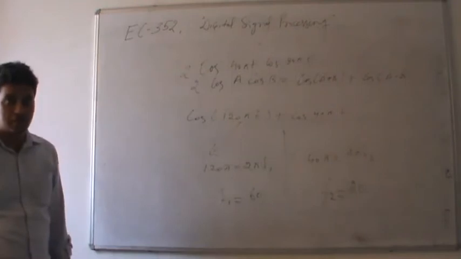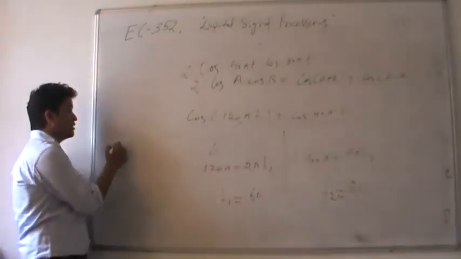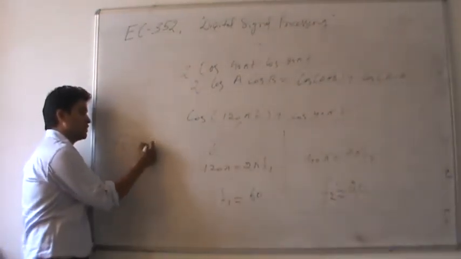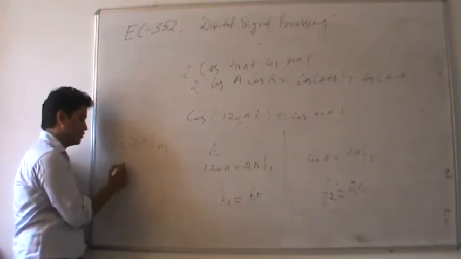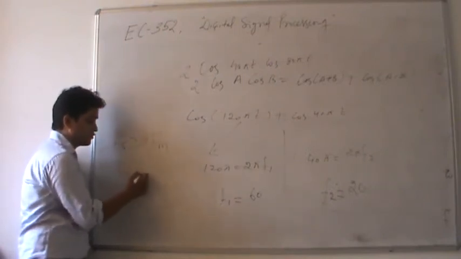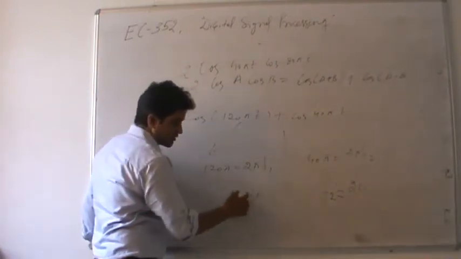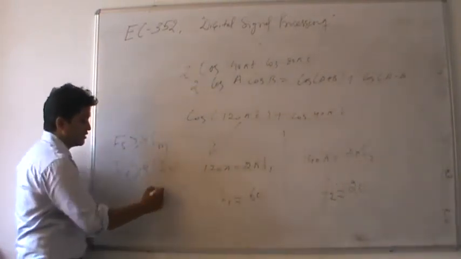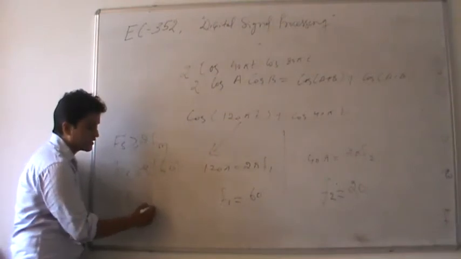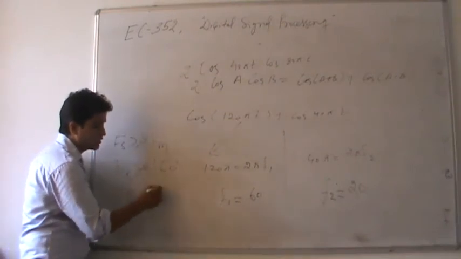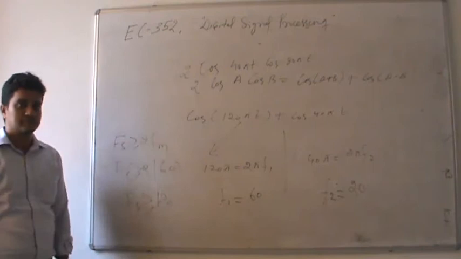Now what should be the sampling frequency? It should be greater than or equal to twice fm. So f should be greater than or equal to twice of fm. What is fm here? That is 60. So it is 2 into 60, so f should be greater than or equal to 120. Okay.